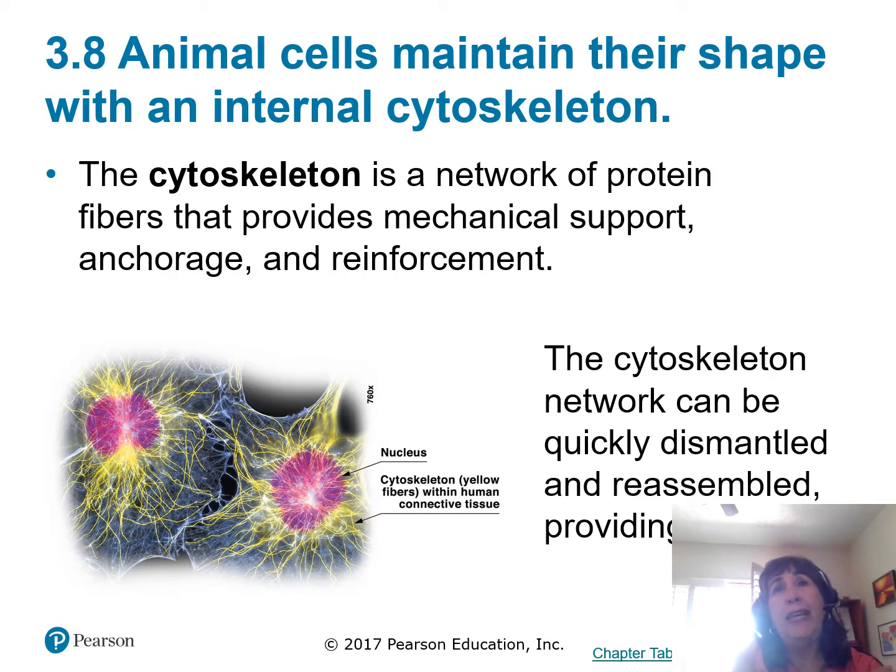Animal cells maintain their shape with an internal cytoskeleton. And a cytoskeleton is a network of protein fibers that provides mechanical support, anchorage, and reinforcement. The cytoskeleton network can be quickly dismantled and reassembled. So that's what gives the cell its shape, all of these protein fibers.